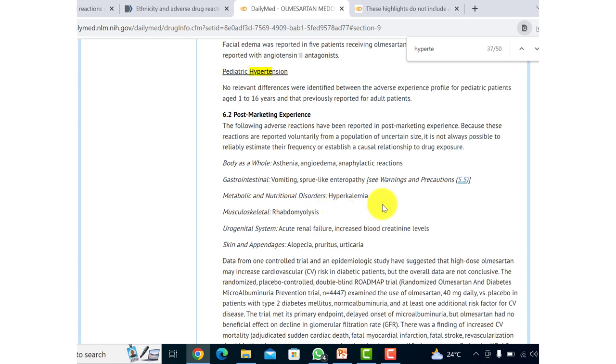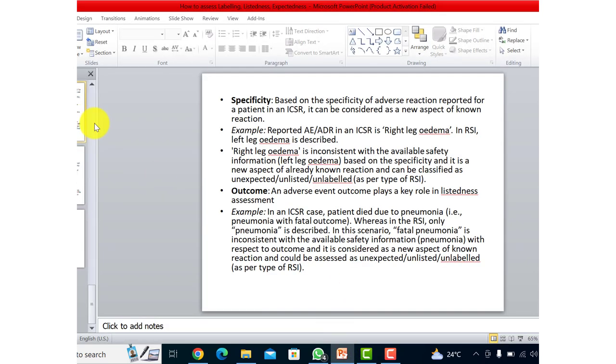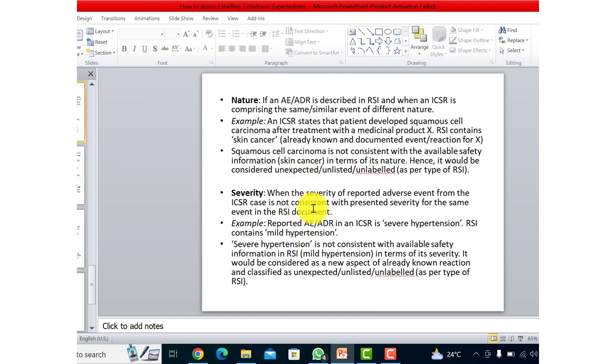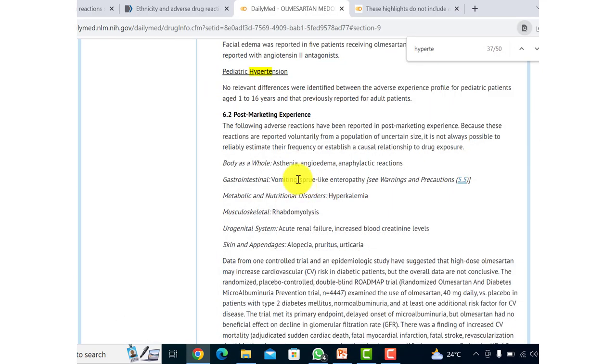Understood? Same thing, for example, if severe urticaria or acute renal failure is there and the patient died due to that, these are very specific things. You cannot consider those as listed, based on the specificity and the outcome, the nature of the adverse drug reactions, and even the sections. So based on the section also you have to look into all these things.